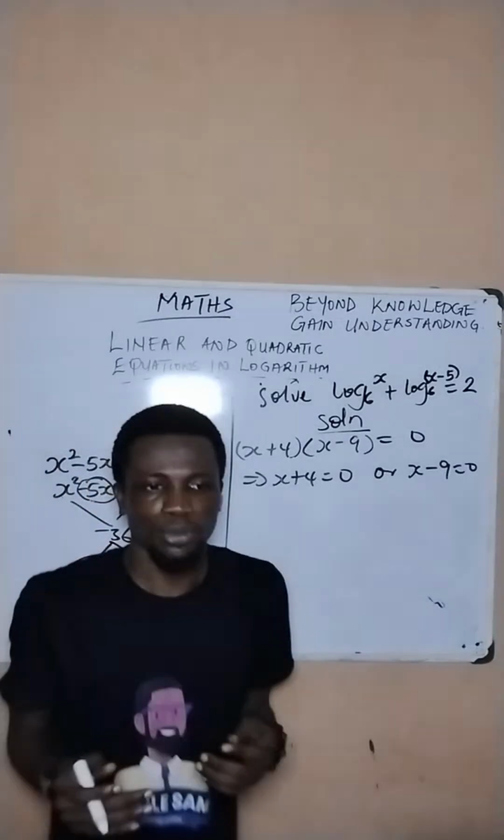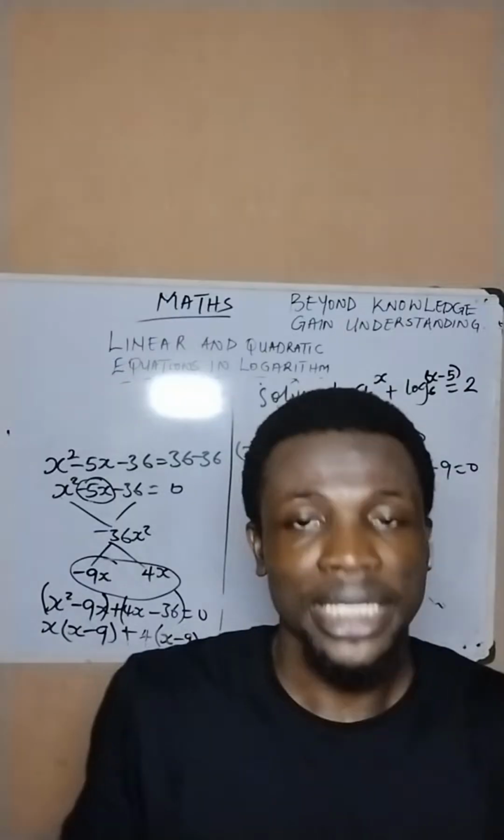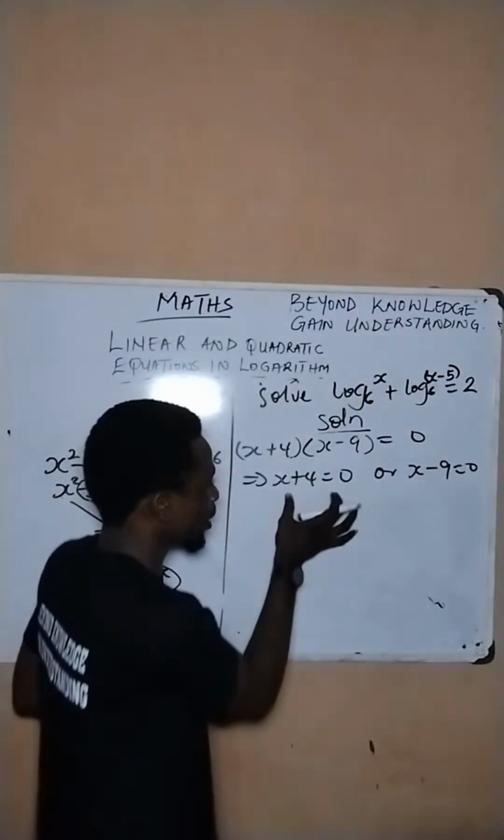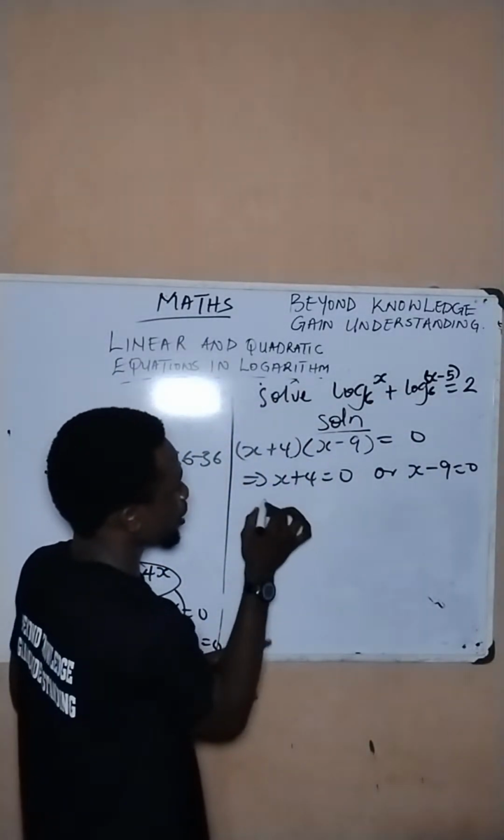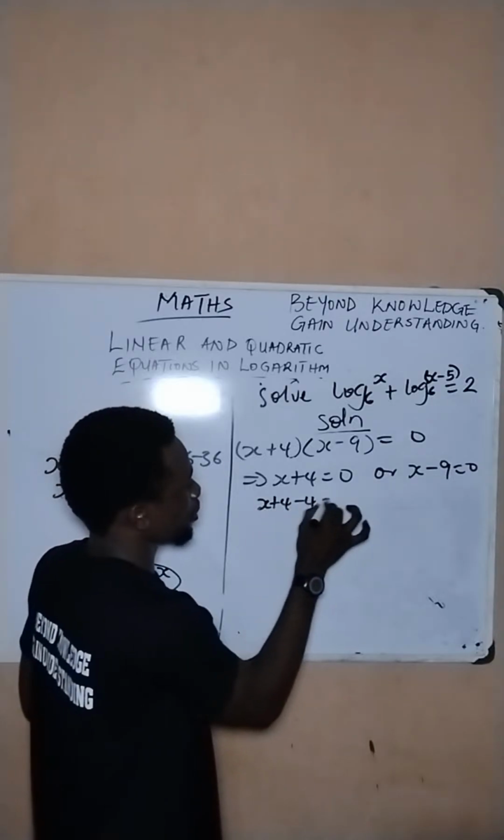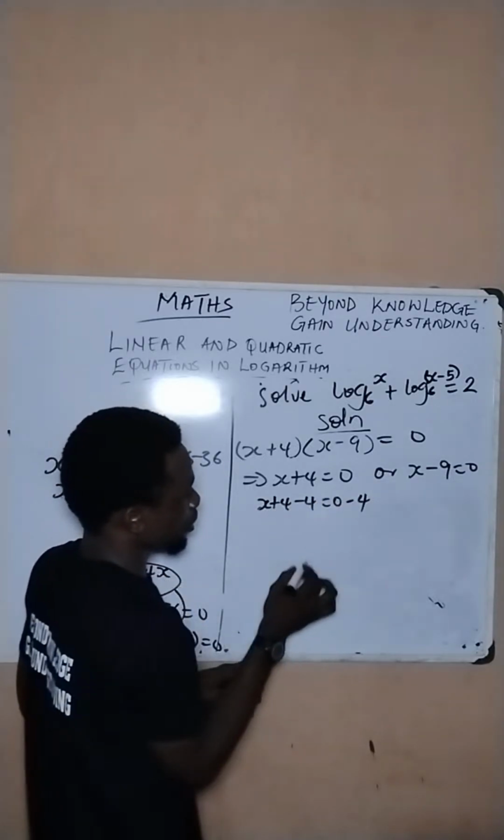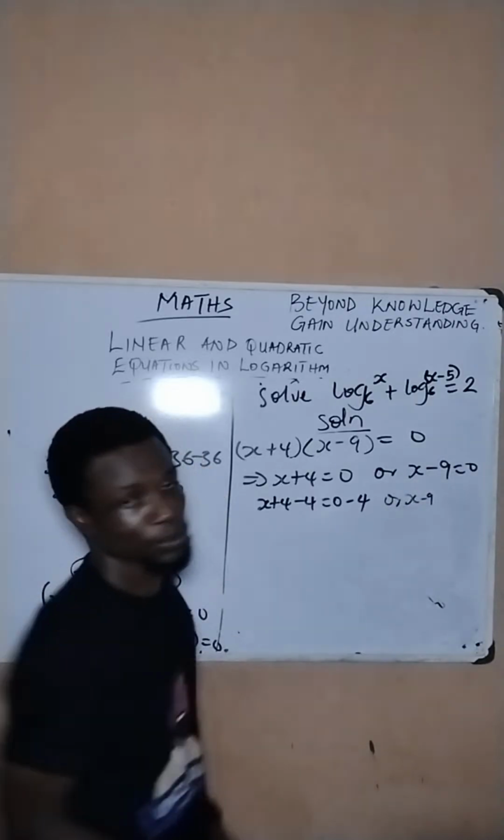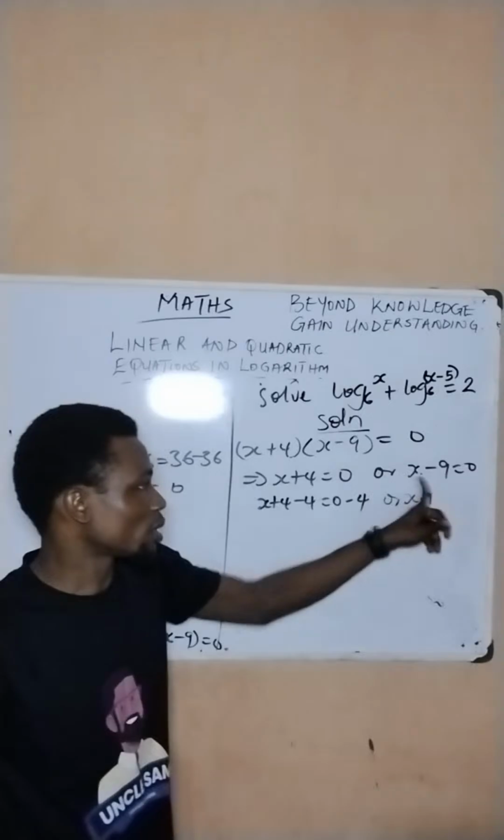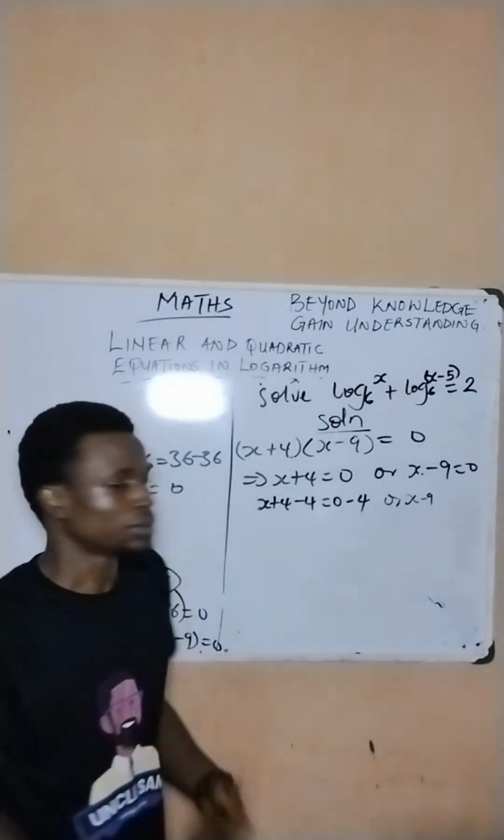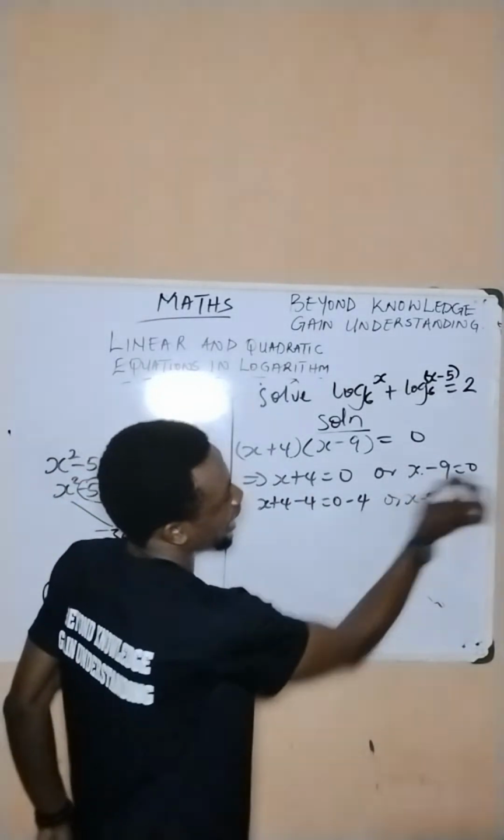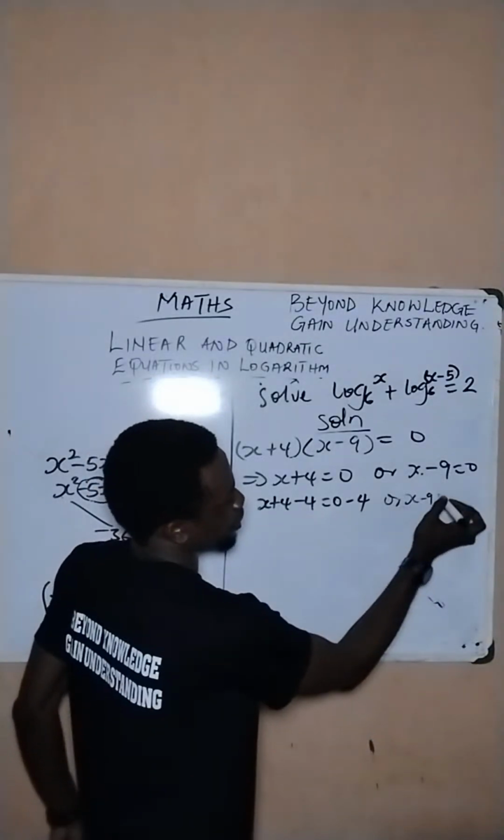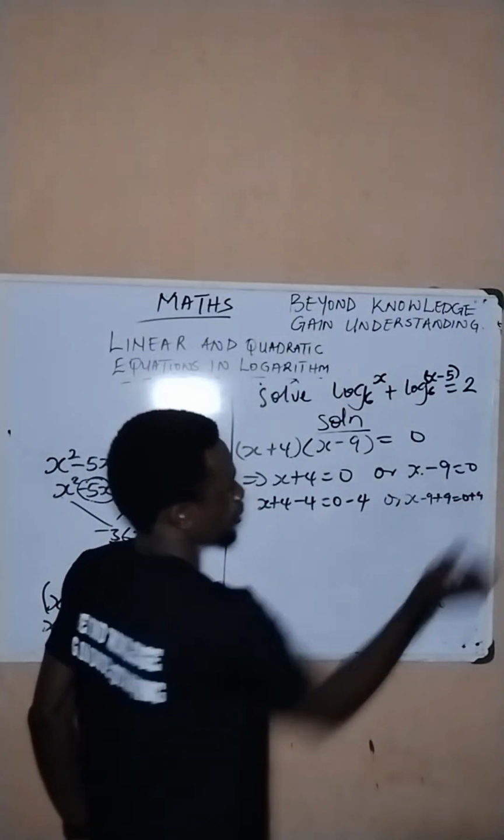The reason we do that is to break it down into linear expressions. Now that we have this point, subtract 4 from both sides here. x + 4 - 4 = 0 - 4. On this side, x - 9. Here you're going to add 4 to both sides. We're trying to make x, which is the variable, alone. So to make x alone, you have to add 9 to both sides. x - 9 + 9 = 0 + 9.